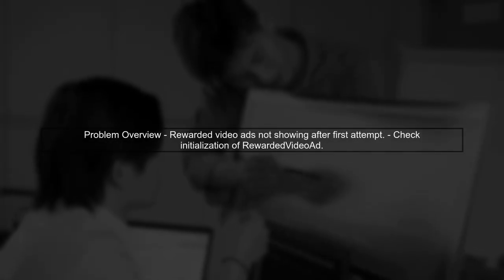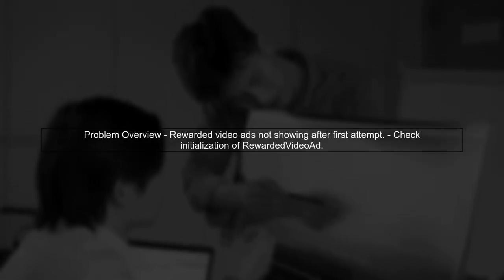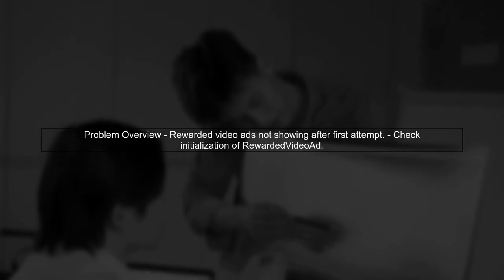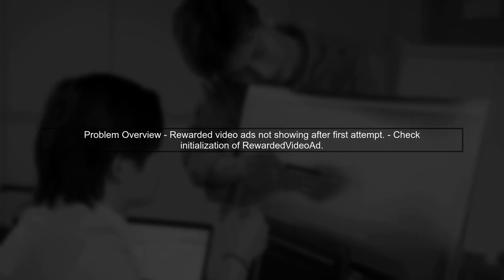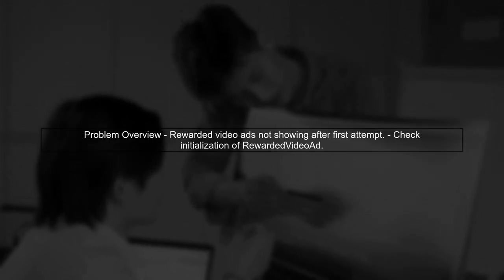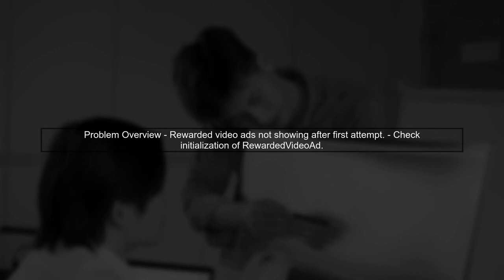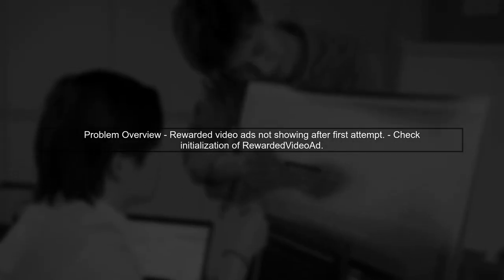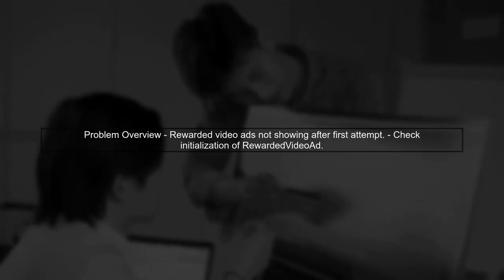Now let's continue on. The issue you're facing with the rewarded video ads not showing after the first attempt is likely related to how the ad is being loaded and displayed. Let's start by checking the initialization of the rewarded video ad. In your code, you initialize the rewarded video ad in the onCreate method. However, you should ensure that the ad is loaded every time after it is shown. This is done in the onRewardedVideoAdClosed method.